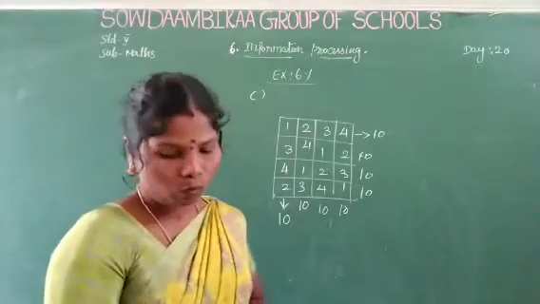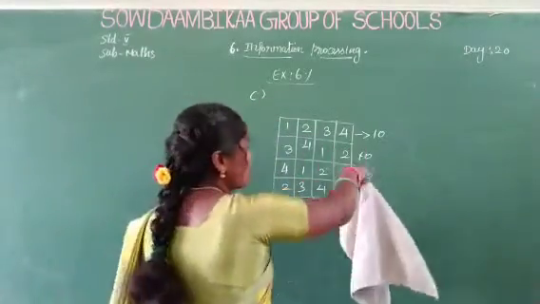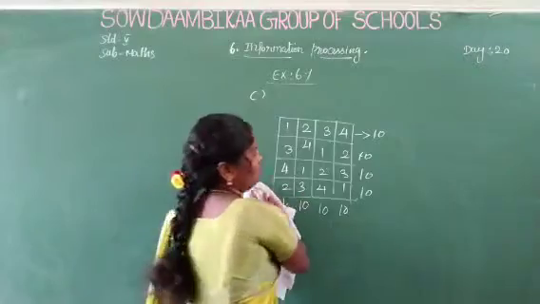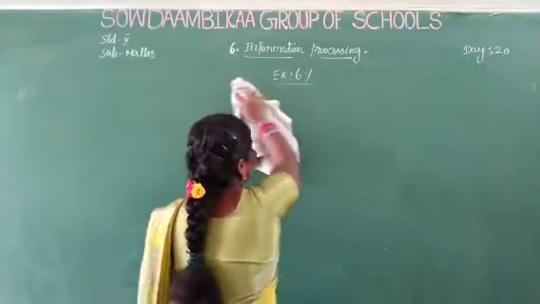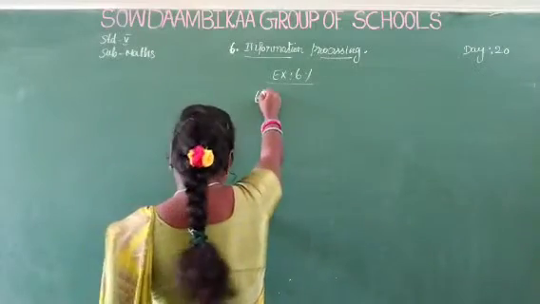Next, two sums for you, dears. Okay, fill the numbers carefully and get the answer. Both sides are equal. Next, D. Can you spot the duplicate?